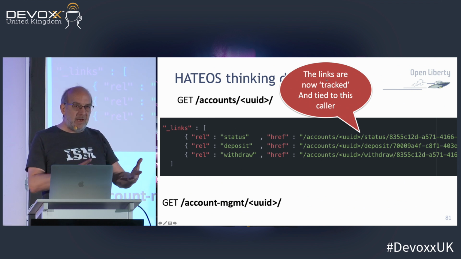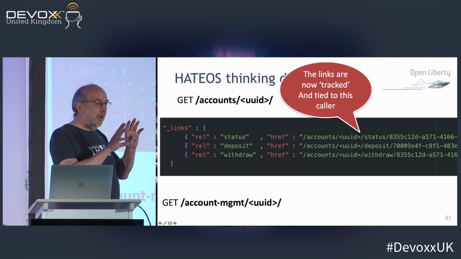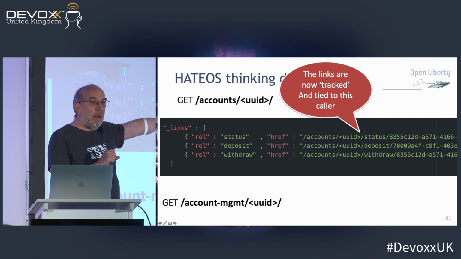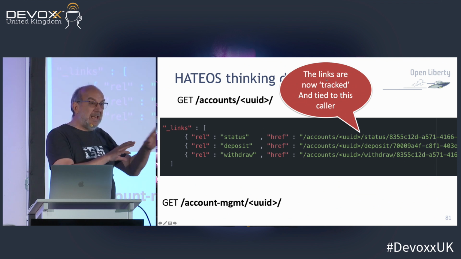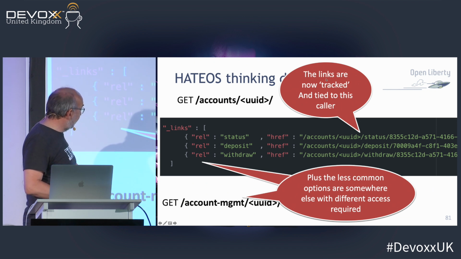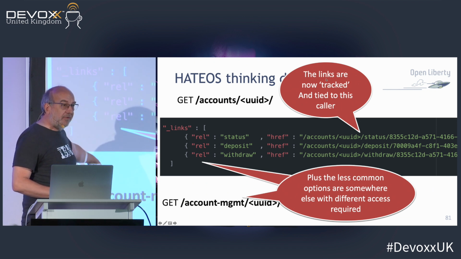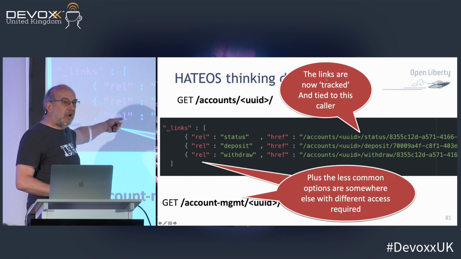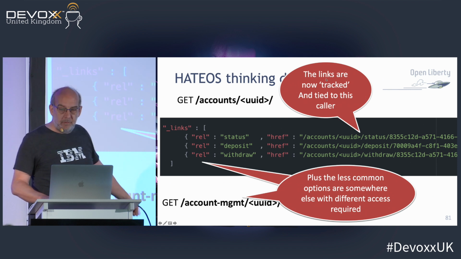So you've now connected the initial caller with what happens next, right? They're linked together. And if I take this basic design principle of separating out the use cases, so the things that are less likely to happen, like closing accounts, they're not even valid. I can't get there from that point, right?